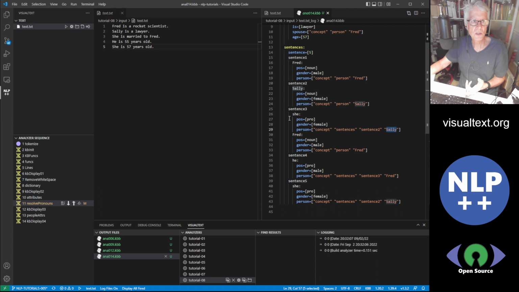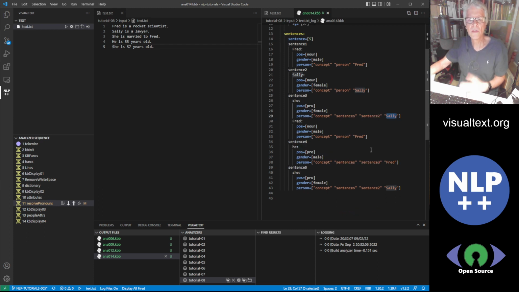Fred is in the third sentence, but we already know that he refers to a person, so we don't have to worry about that. But now in sentence 4, we have he. So we have to look back and find in the previous sentence a noun male that points to a real person. In fact, we find that because he is male, that matches the gender, and we're looking for a person. So we find that this he then refers to Fred in sentence 3.